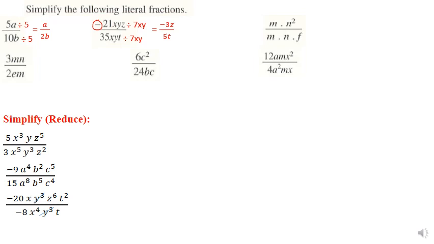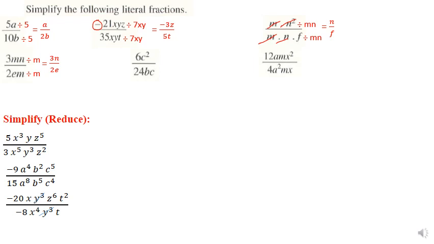Now mn squared over mnf. What's the common factor between them? Of course, the m and 1 n. So I'm going to divide by mn and mn. So the m goes with the m, n squared with n. What's left up is n over f. 3mn over 2em, the only common between them is m. So the final answer is 3n over 2e.